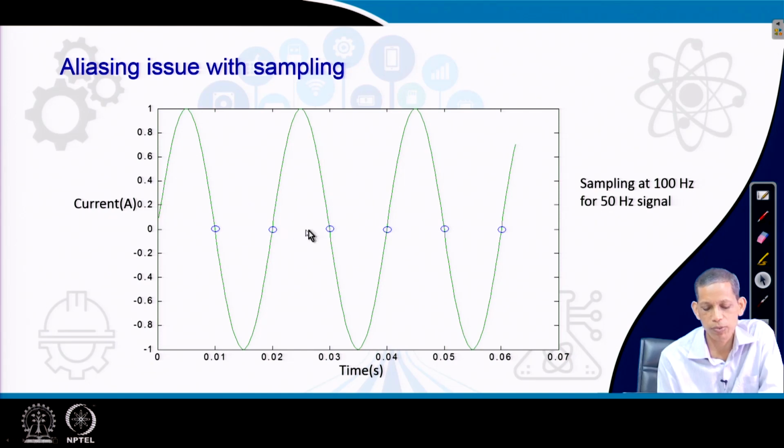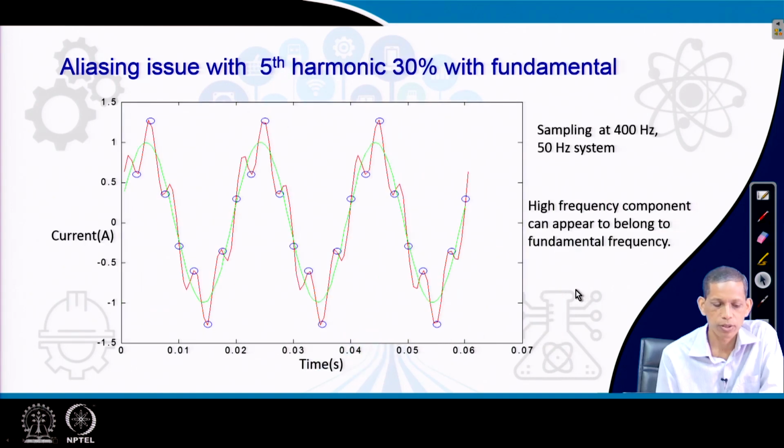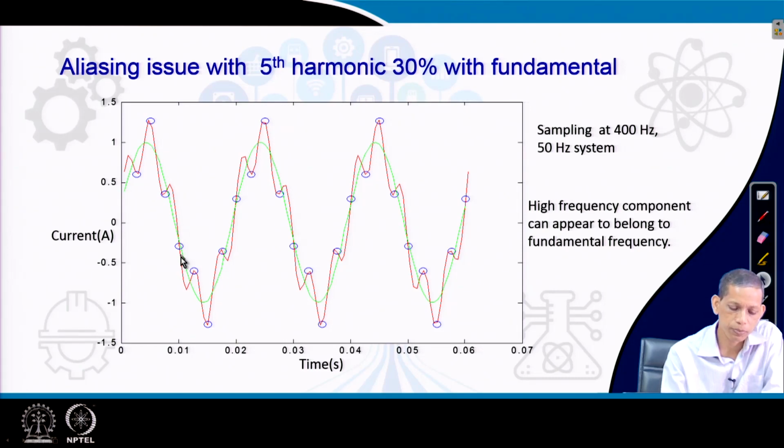It means that from this value you cannot interpret the corresponding signal of 50 hertz. So, that leads to the aliasing issue for the processing systems.